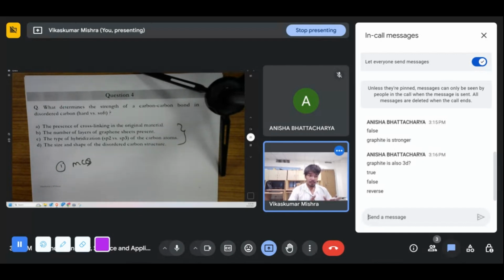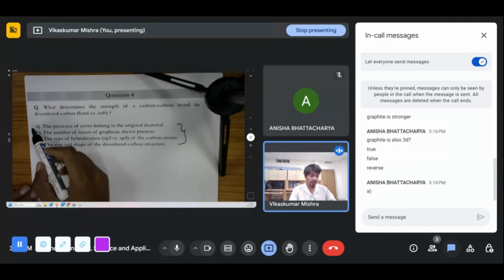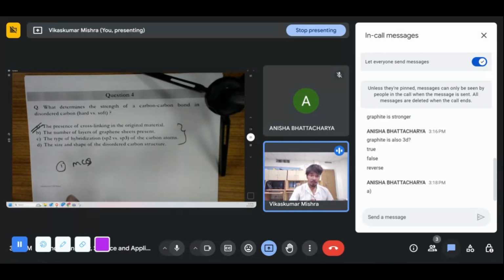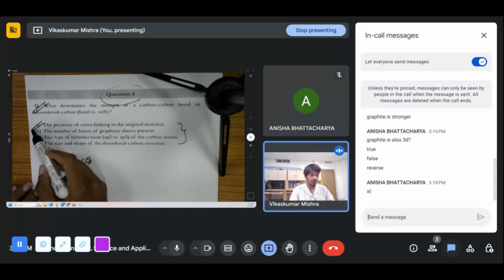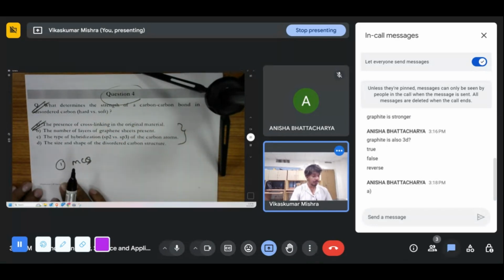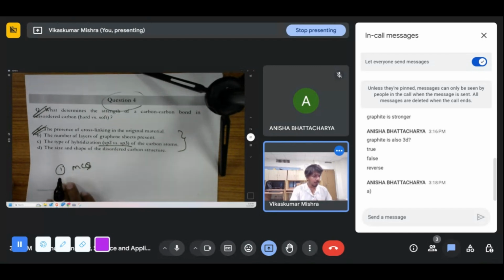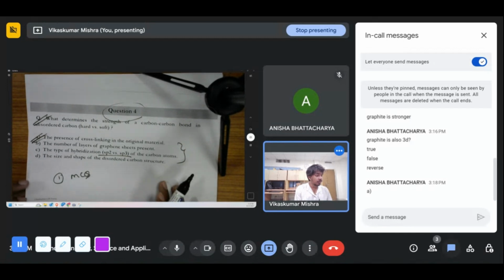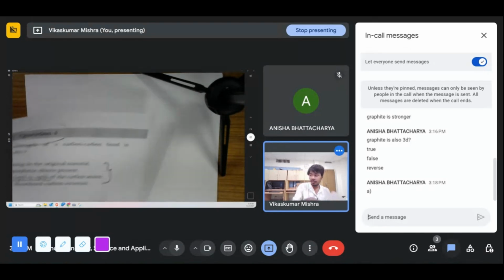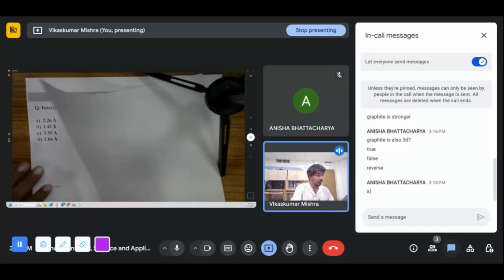The difference between the hard and soft is, yeah, option A is the one, right? The difference between the hard and soft is coming from the cross-linking itself. If we take a soft material and increase the cross-linking within that, it will become hard. So for question number 4, we got the first option to be the right answer. See, the type of hybridization, sp2, sp3, they both will be having somewhere. The size and shape of the disordered carbon structure is not the one which is governing. Let's move to the next question.